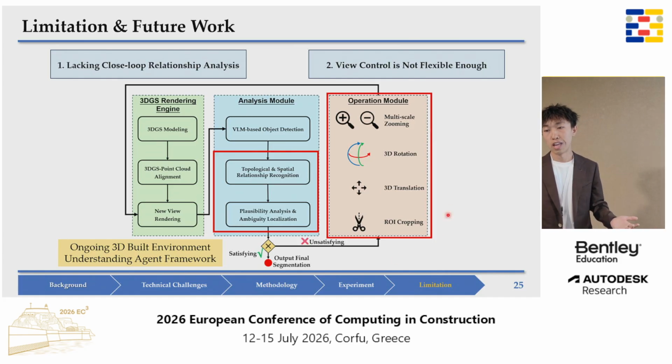In the ongoing work, we introduce more skill sets for the operation module, like zooming, rotation, translation, and cropping. And also for the closed loop relationship analysis, we will introduce a plausibility analysis and ambiguity localization module to close the loop of this method.